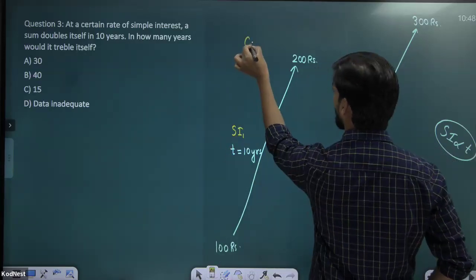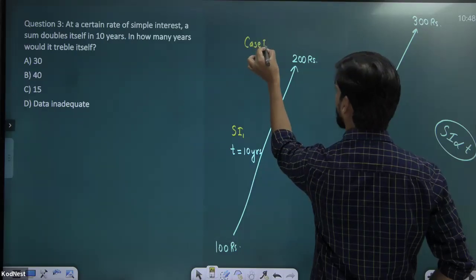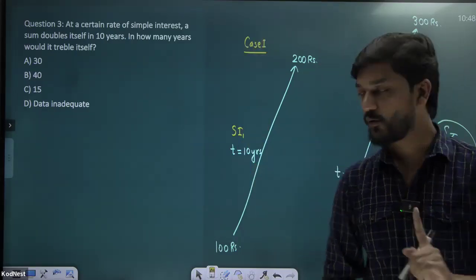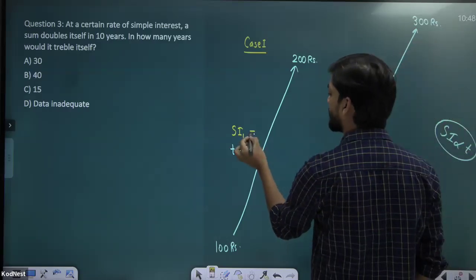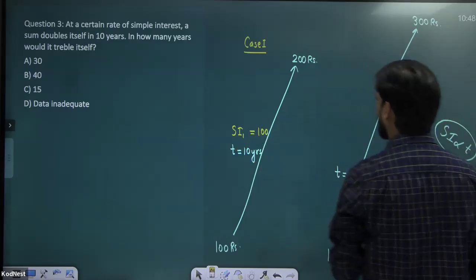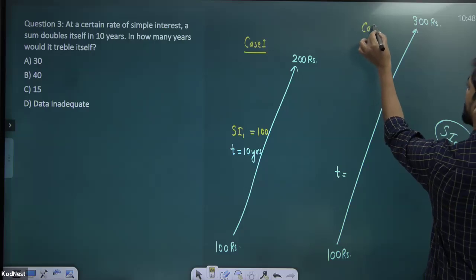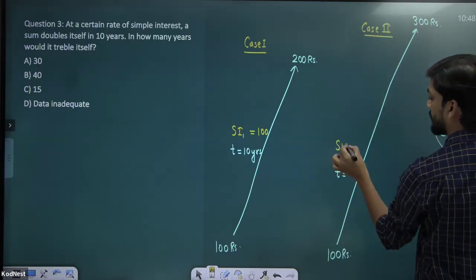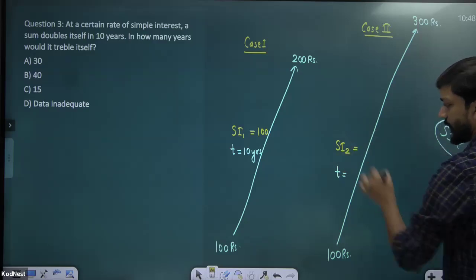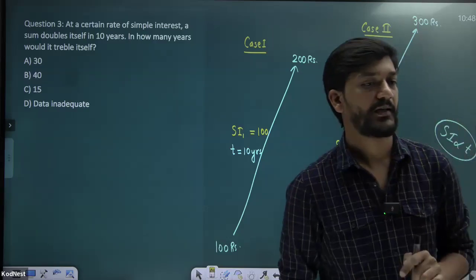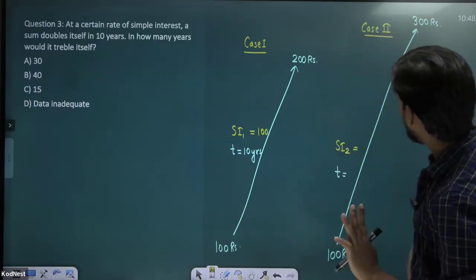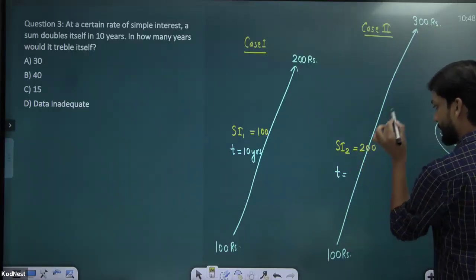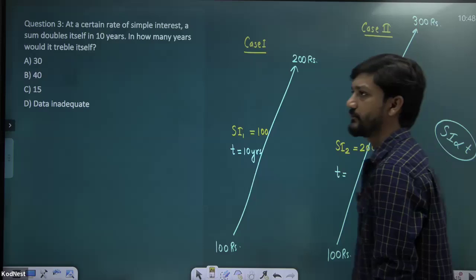This is your case number 1. How much will you say? 100 rupees. Okay, 100 rupees. Okay, this is case number 2. How much interest in this case? How much? 200 rupees. 300 minus 100 rupees. So 200 rupees. Okay. Now compare.